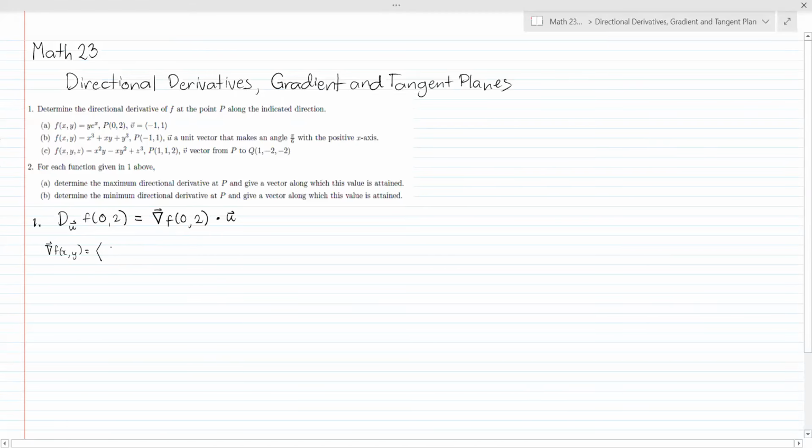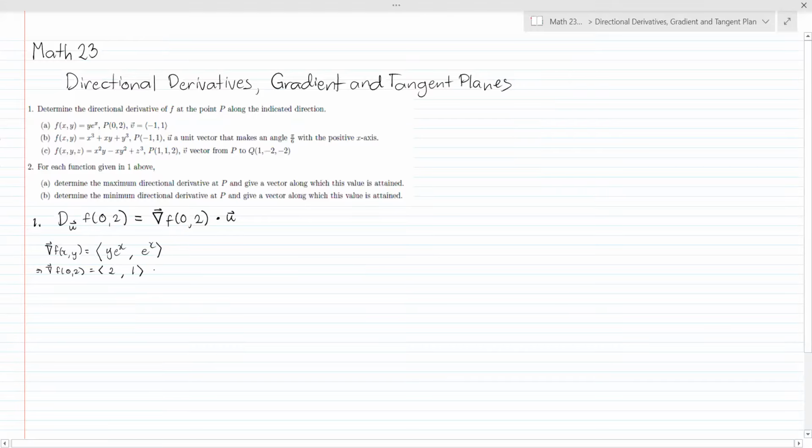Okay, so for the first component, partial x, treat y as a constant. So y, and then e to the x, the derivative of e to the x is itself. And then for y, treat x as a constant, so we have the constant e to the x. So this is the gradient evaluated at 0,2, we get 2, e to the 0 is equal to 1.